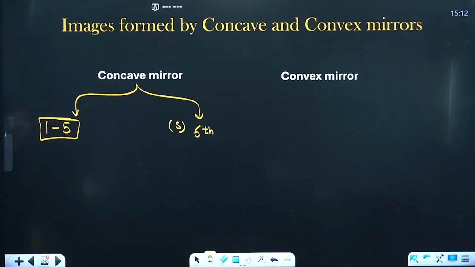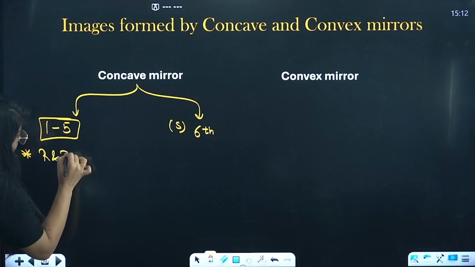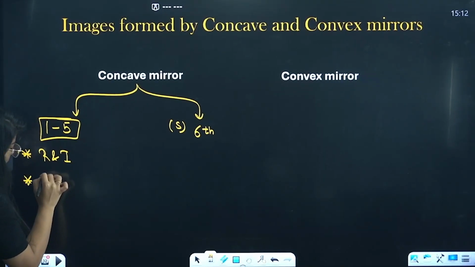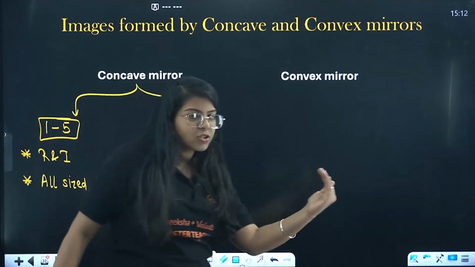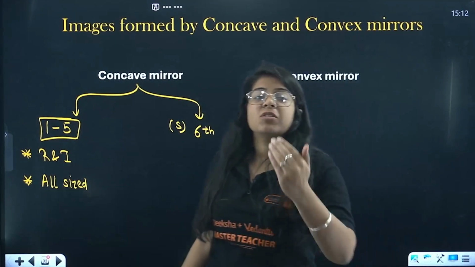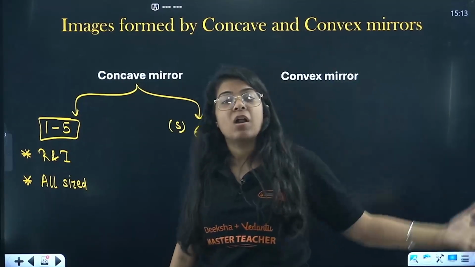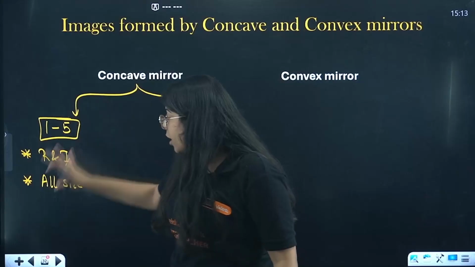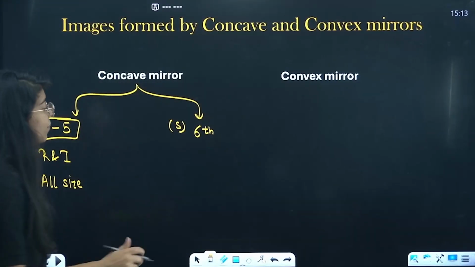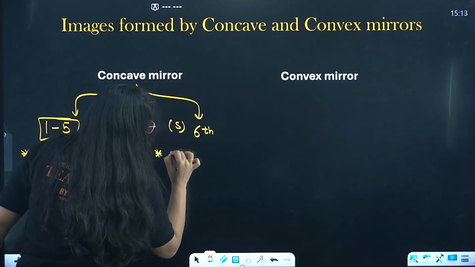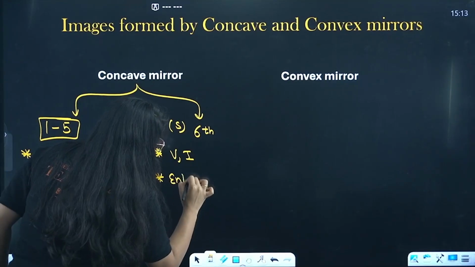Now beta, in the first 5 cases, we saw what? We saw that the image is real and inverted. It is of all sizes. As the object is coming closer, the image is going away, and the size of the image is increasing from point size to diminished to same size to enlarged to extra large. Okay, so this is basically the nature of image. Okay, in the 6th case, beta, what happened? In the 6th case, the image was not real and inverted, it was virtual and erect, right? And it was enlarged.